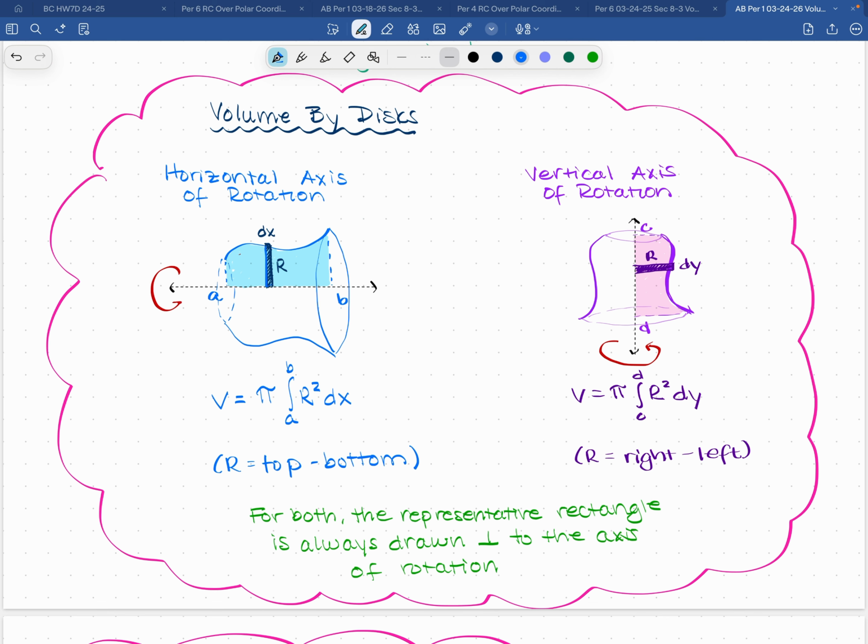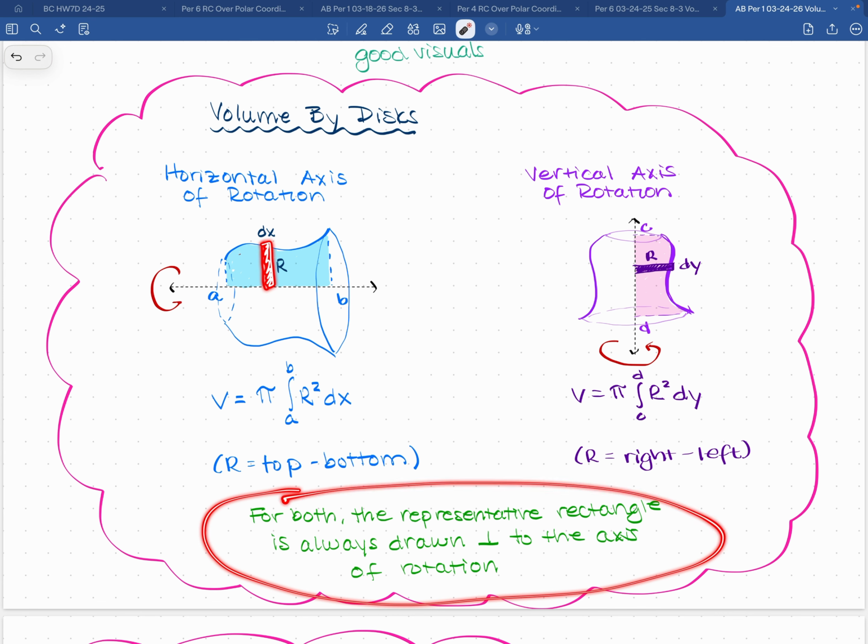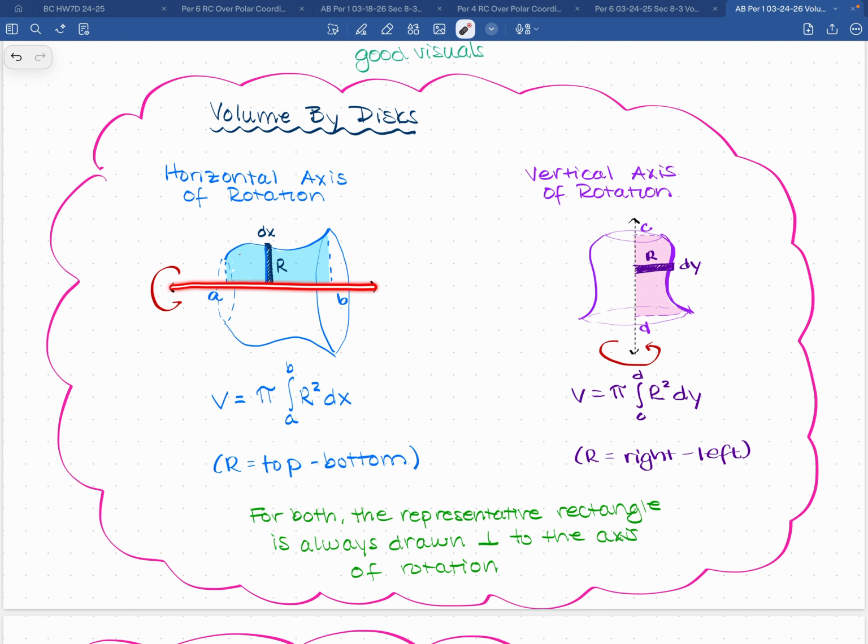So if we talk about volumes by disks, first of all, if your axis of rotation is horizontal, then you will always draw your representative rectangle vertically, because for both, whether your axis of rotation is horizontal or vertical, it always goes perpendicular to your axis of rotation. Here's the axis of rotation, and there is your representative rectangle.